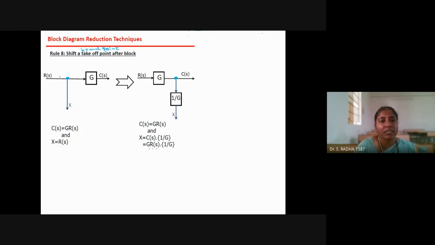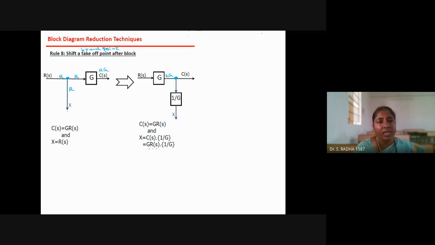So the R signal is coming like this. The R signal flows in two directions. So after the block, it becomes R into G. After the block, it becomes R into G. So here R is coming over here. After the block, R into G is available.